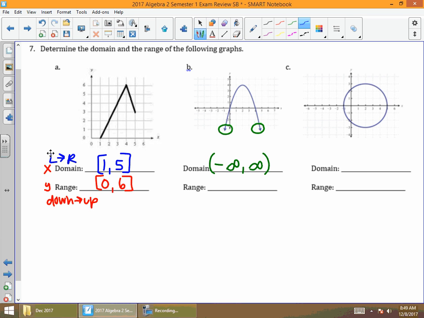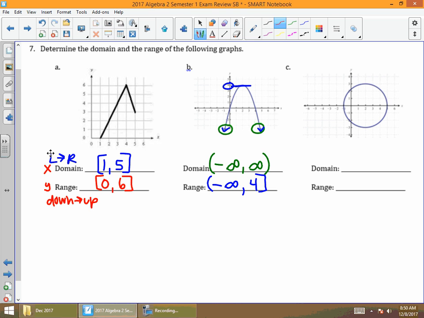For your range, you look low to high. So again, these arrows are going to go down forever. So it's going to go down forever to negative infinity. This graph does stop up here at 4. So that's the highest y value your graph reaches. Since there's a solid point there, 4 is included.